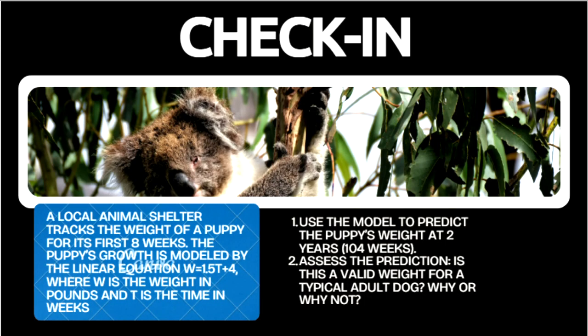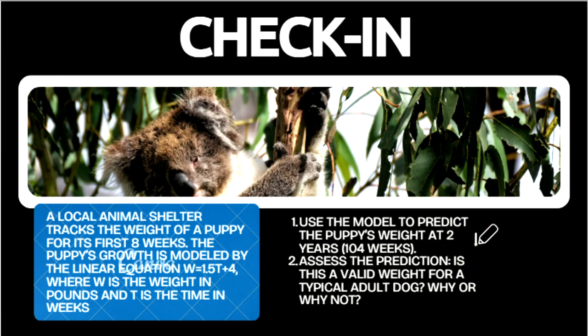Check in. A local animal shelter tracks the weight of a puppy for its first 8 weeks. The puppy's growth is modeled by the linear equation W equals 1.5t plus 4, where W is the weight in pounds and T is the time in weeks. Use the model to predict the puppy's weight at 2 years, 104 weeks.